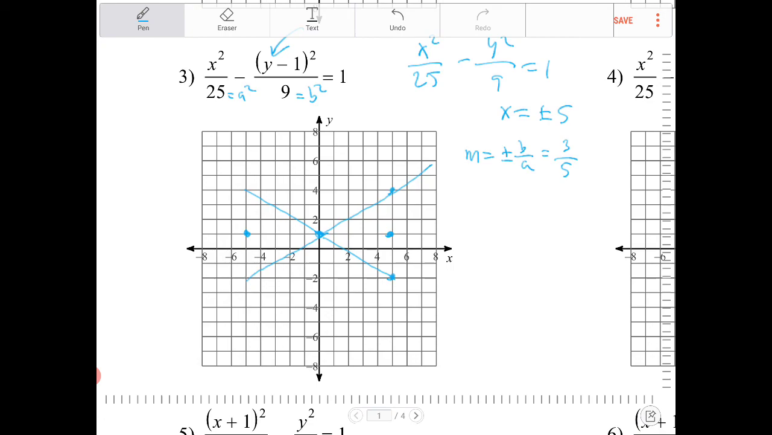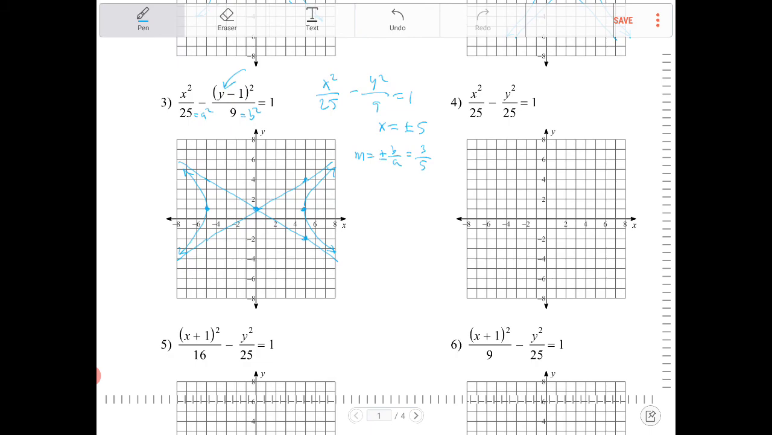Okay, so the graph is going to look something like this, where again it just passes through the right vertex and hugs the asymptote. It passes through the left vertex and then hugs the asymptotes. So that's the graph of the hyperbola.